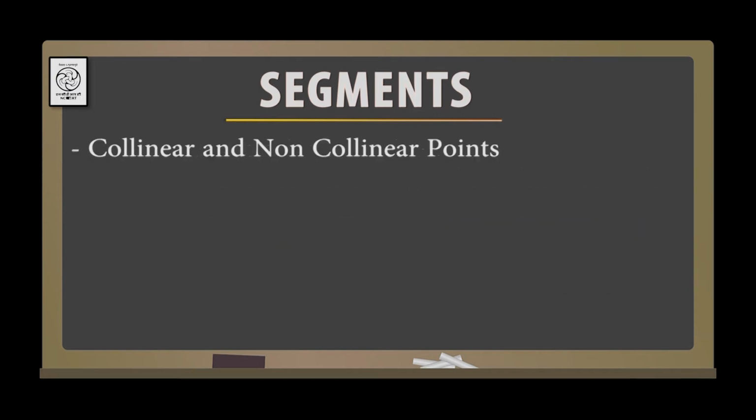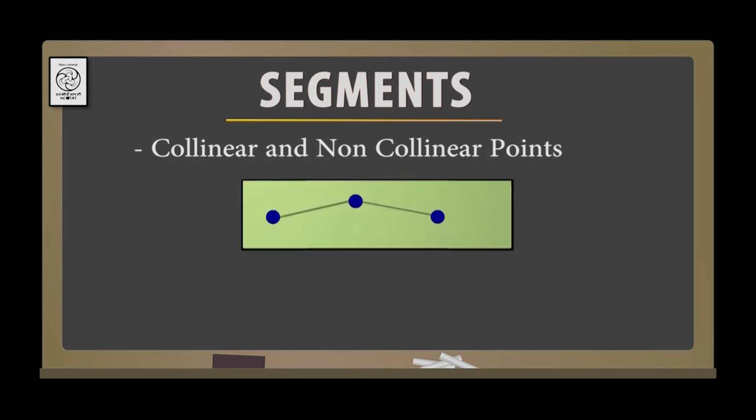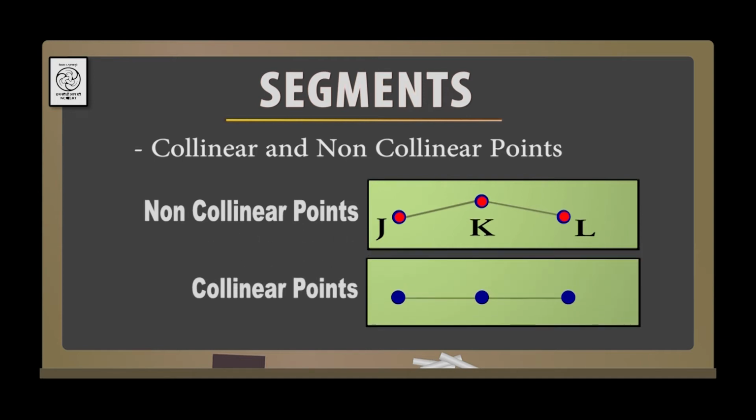Then we have the concept of non-collinear and collinear points. Just consider these points J, K and L. These 3 points are non-collinear because they are not in a straight line, whereas the points M, O and N are in a straight line. So they are called collinear points. When 3 points lie in a straight line, they are called collinear points, and if they do not lie in a straight line, they are called non-collinear points.